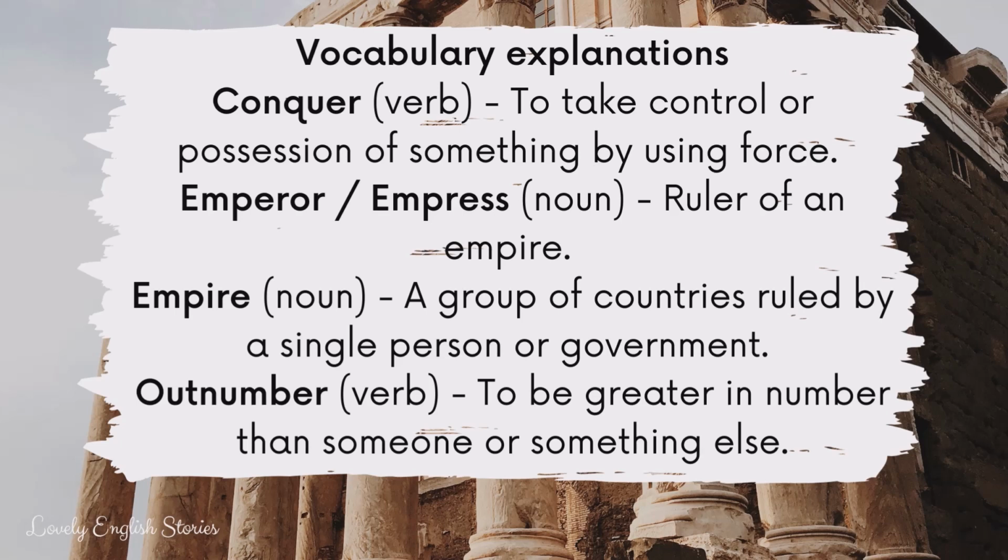Let's go through some of the vocabulary about the Romans in Britain. To conquer is to take control or possession of something by using force. Emperor or empress is the ruler of an empire. Empire is a group of countries ruled by a single person, so an emperor or an empress, or a government. To outnumber is to be greater in number than someone or something else.